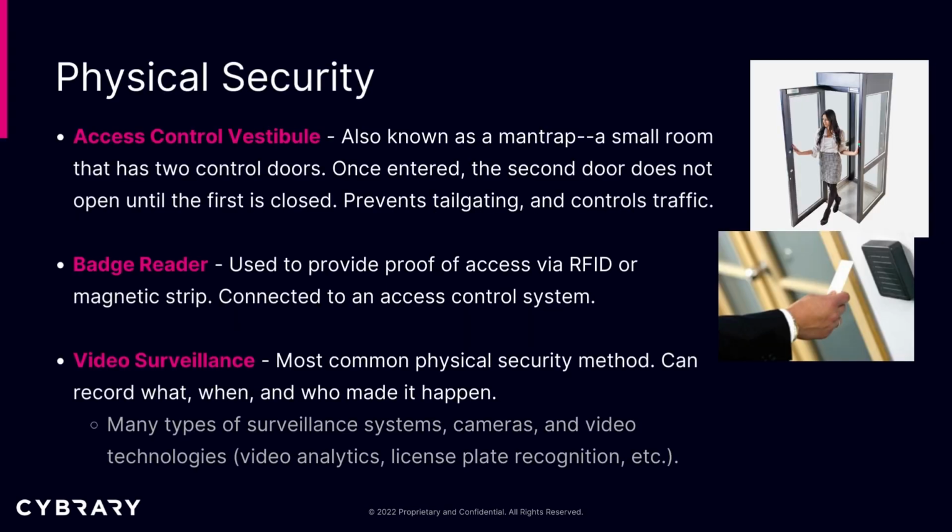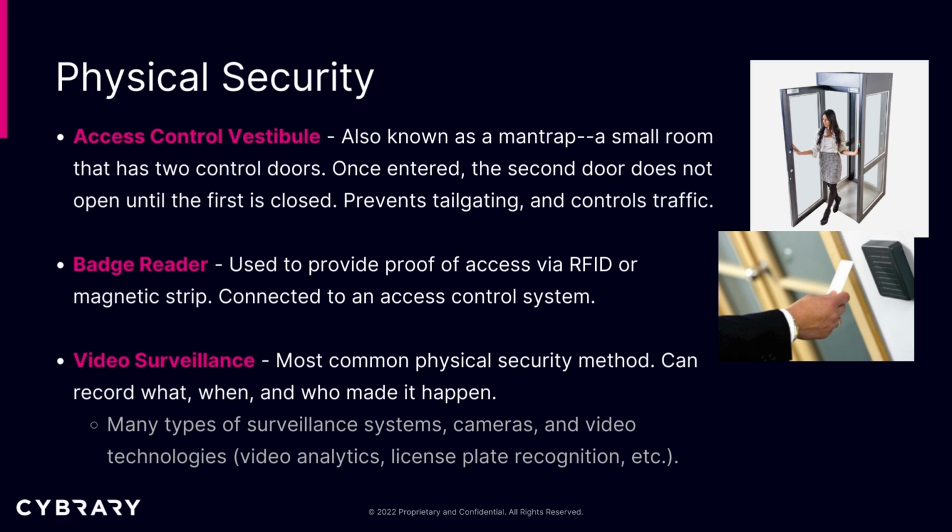Access control vestibule, also known as a man trap. This is a small room or small area that has two controlled doors. Once entered, the second door does not open until the first door is closed. This prevents tailgating and also controls traffic.